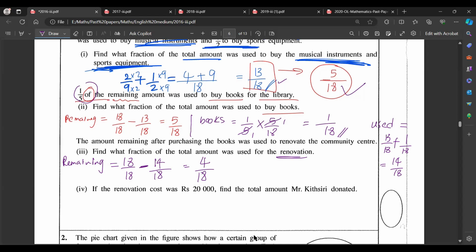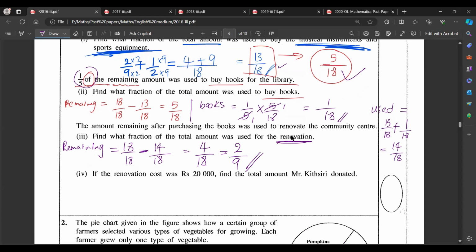4 parts out of 18. Already used 14, no? Out of 18. So remaining should be 4 parts out of 18. You can simplify that one, no? Both can be divided by 2, no? 2 out of 9. So this is the remaining part. It is using for the renovation. Renovation part is what? 2 out of 9. This is the renovation part.